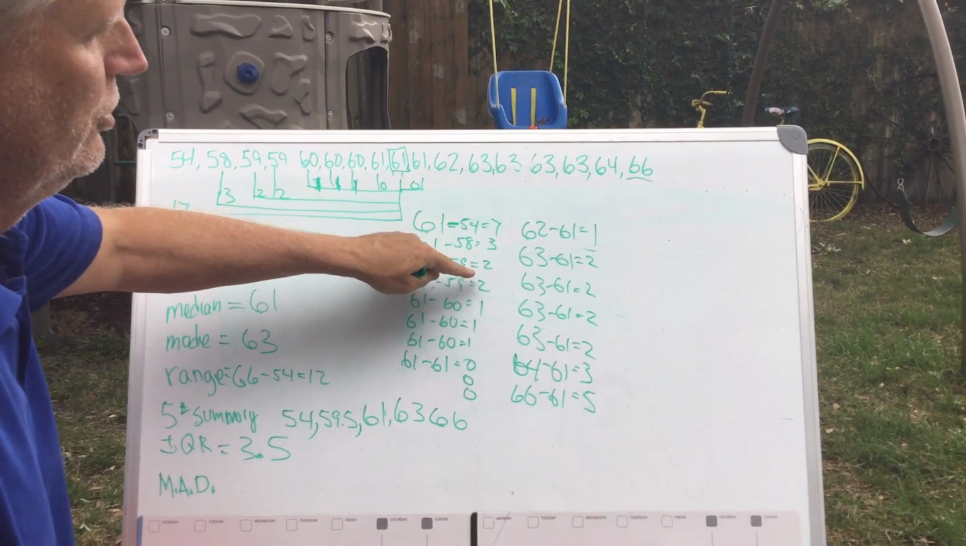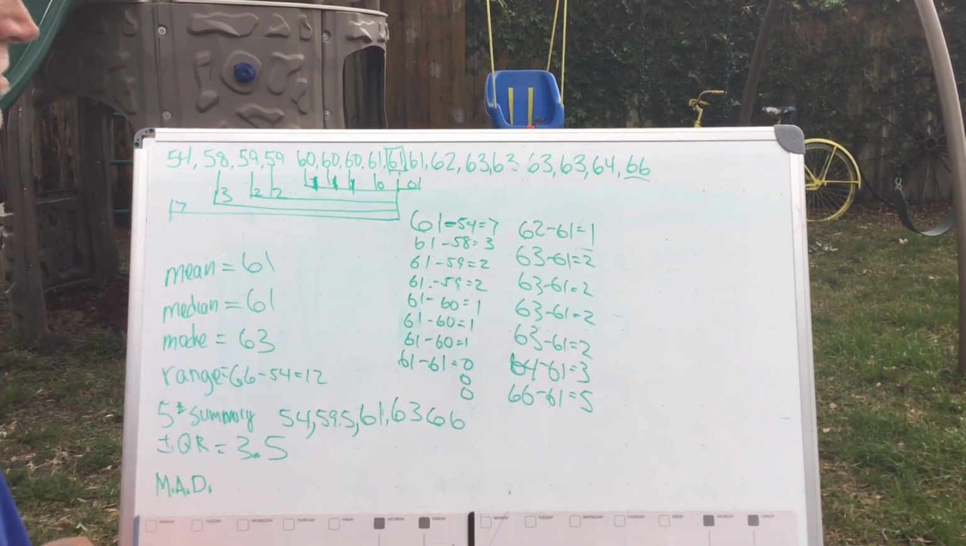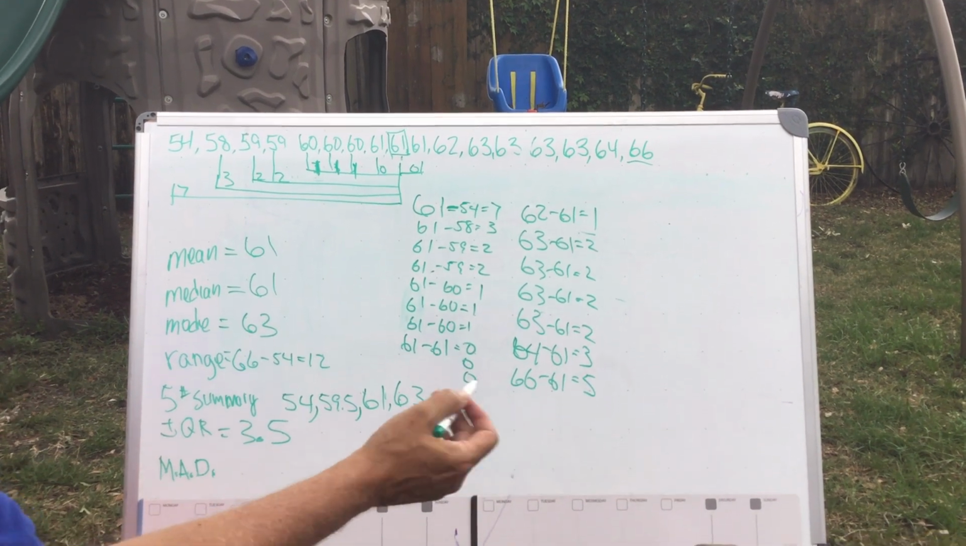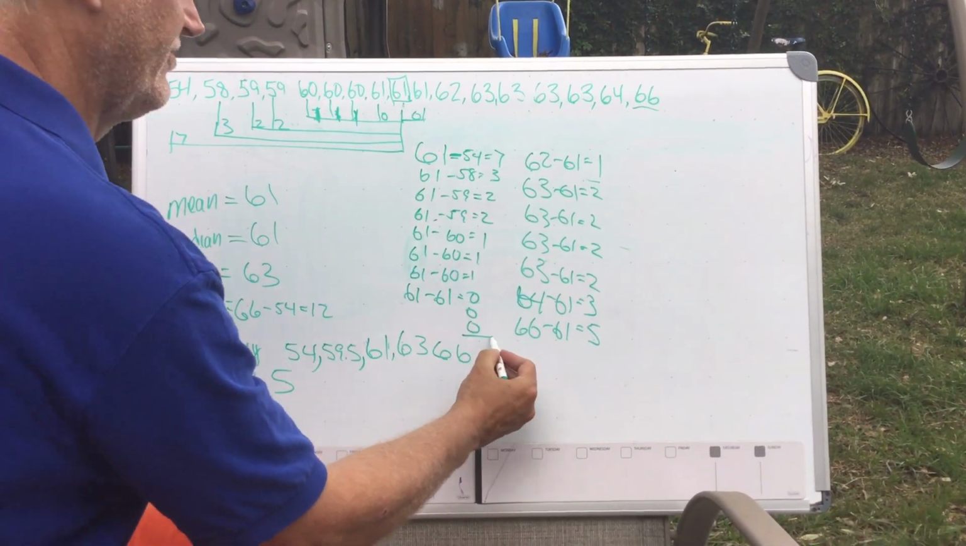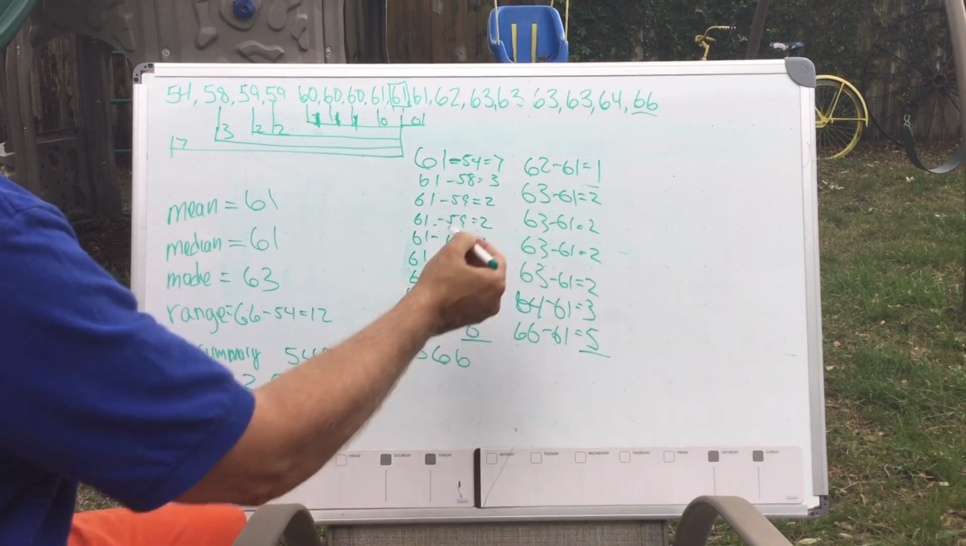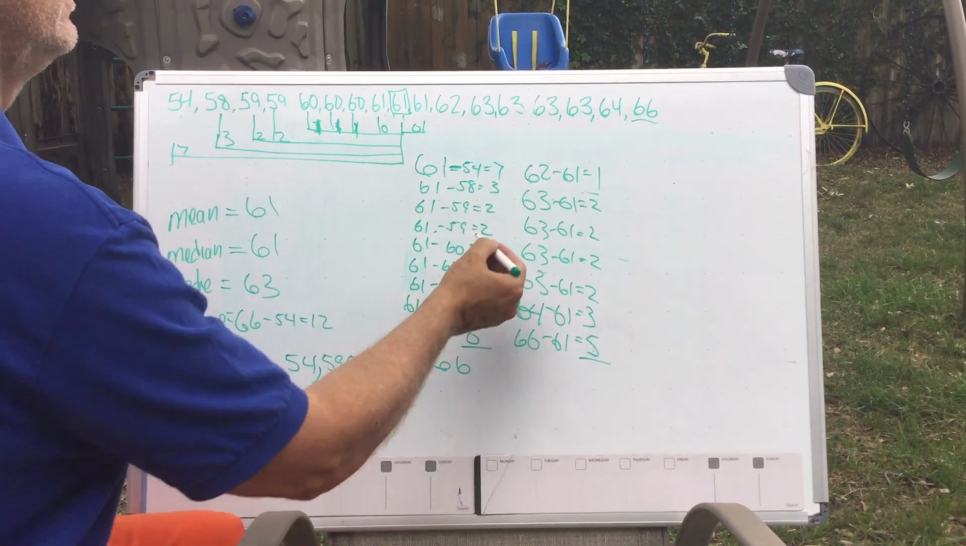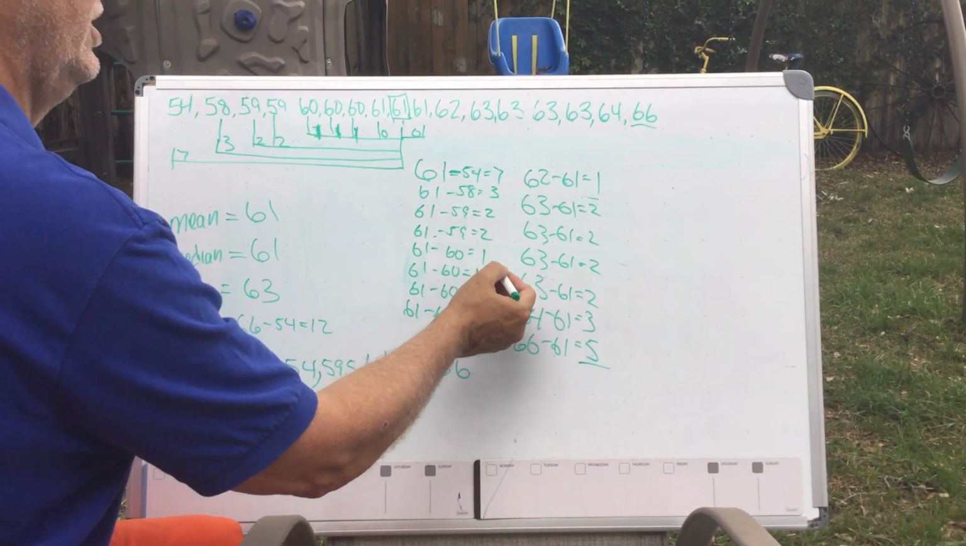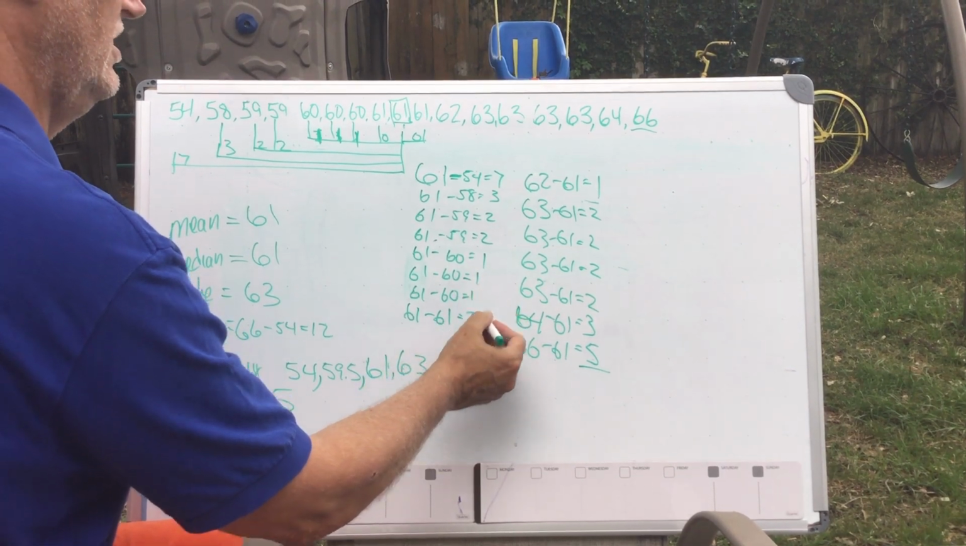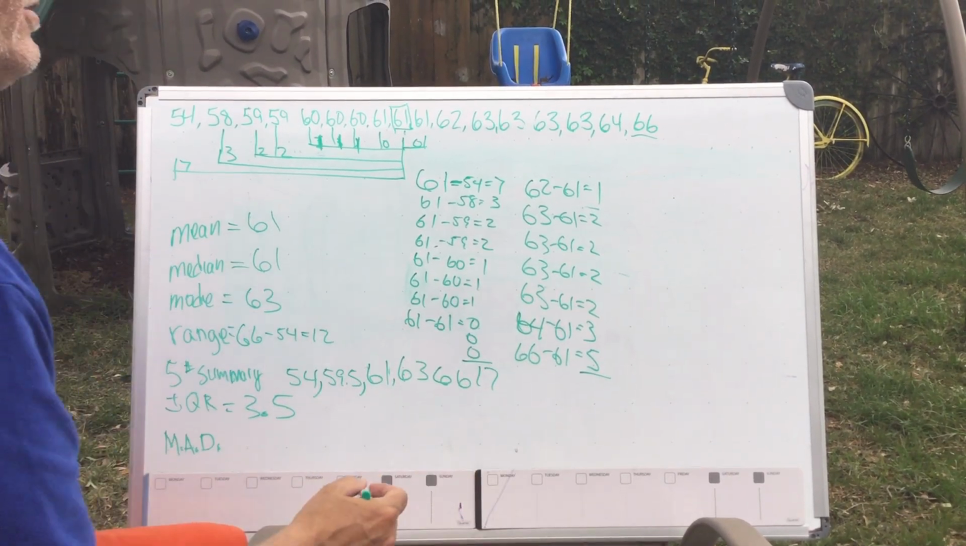7, 3, 2, 2, 1, 1, 1, 0. Now I'm going to add these numbers up, this set and this set of numbers. So 7 and 3 is 10, 12, 14, 15, 16, 17. So I have 17 on this side.